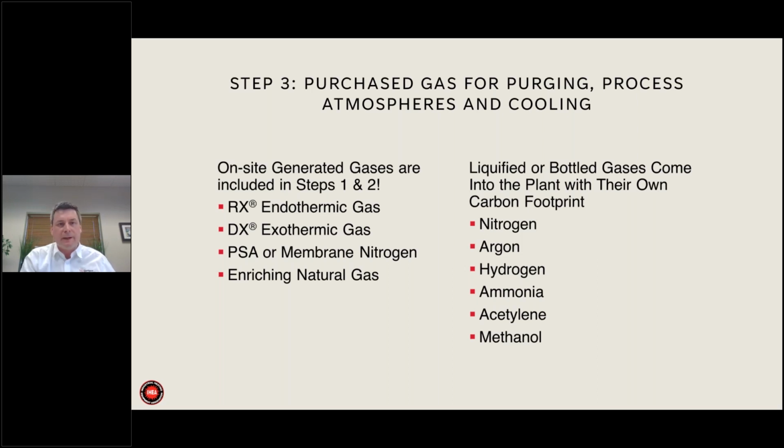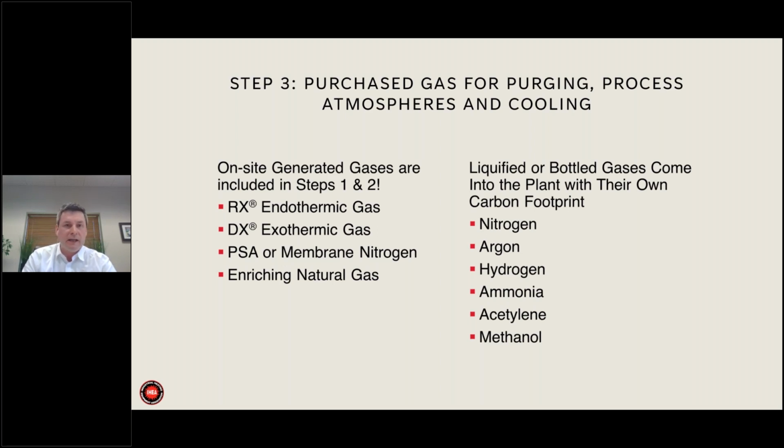So let's move on to step 3. Purchase gases for purging, process atmospheres, and cooling. In this case, if you're creating an atmosphere from natural gas, or using a pressure swing absorption type of generator for nitrogen, you've already accounted for those things in the previous 2 steps. You already figured out your natural gas bill. You already figured out your electric bill. But the other gases that come into your facility, the nitrogens, the argons, the hydrogens, the ammonias, the acetylenes, the methanols, all have a carbon footprint due to their method of production.